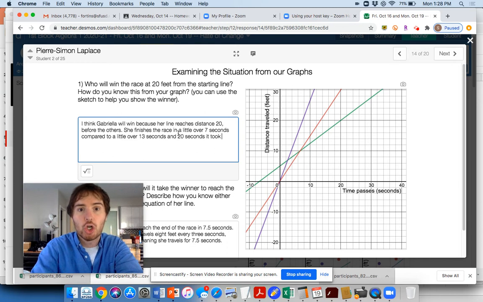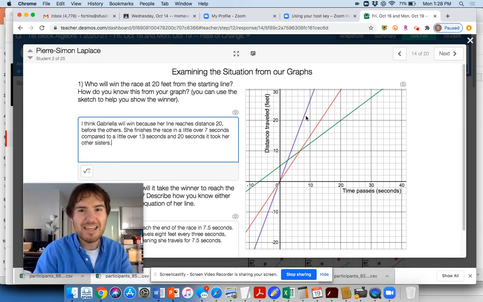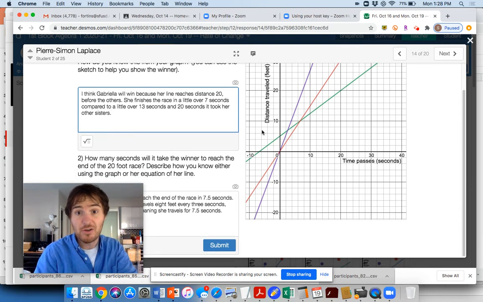It took her other sisters. Okay, so you can't really show it on the graph, which is kind of unfortunate. But yeah, I think a lot of people are saying something about steepness, right? Her steepness caused her to go faster. We had a 20 in only a few seconds, right?